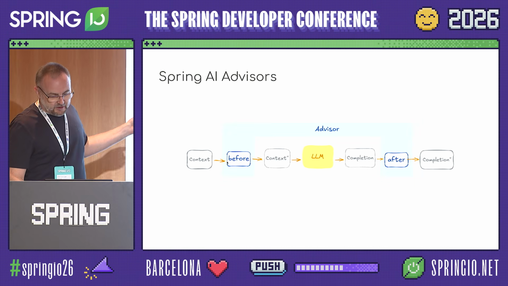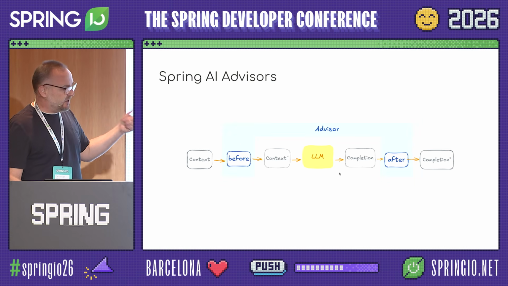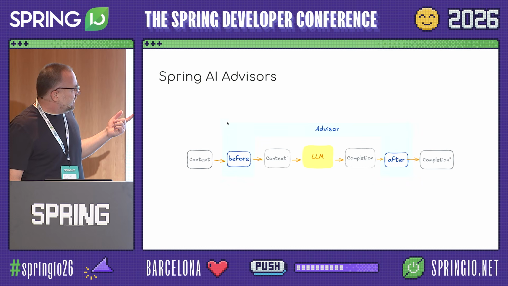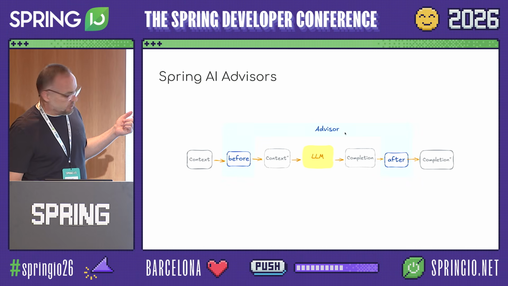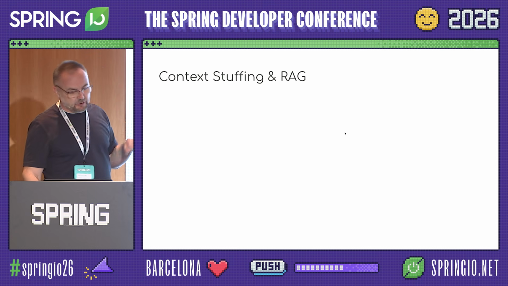So again, advisors are this piece of code that you can put on the path of your interaction with the LLM, in and out, and it allows you to augment the input and output of your LLMs, the information that gets in and gets out of the LLM.